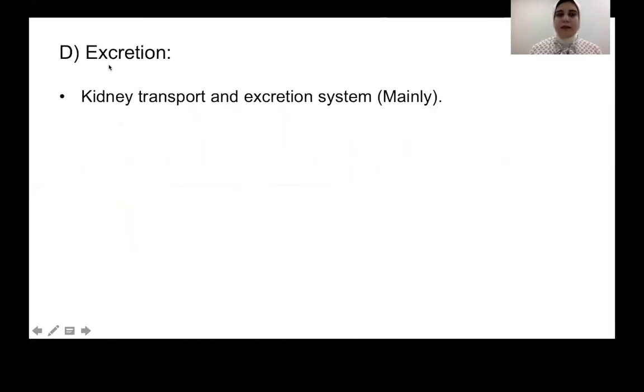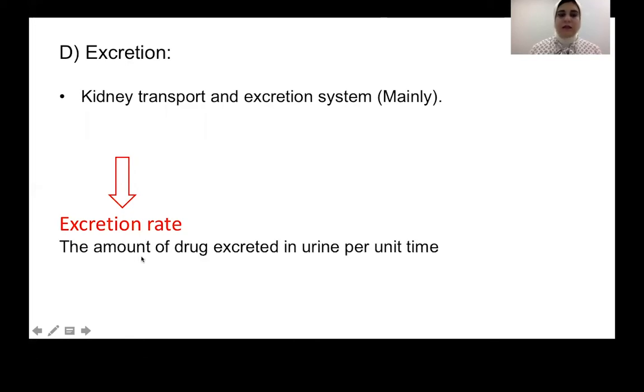Last component is the excretion. And as I said, the kidney is the main organ for excretion. Also, very known terminology is the excretion rate. It is the amount of drug excreted in urine per unit time. Also, in preterms and pediatrics, we can have some changes in the excretion rate.